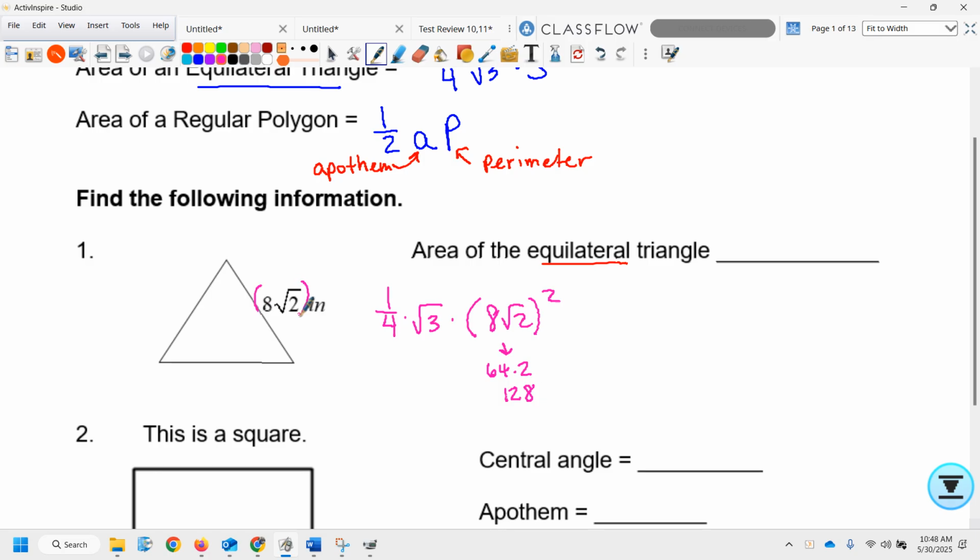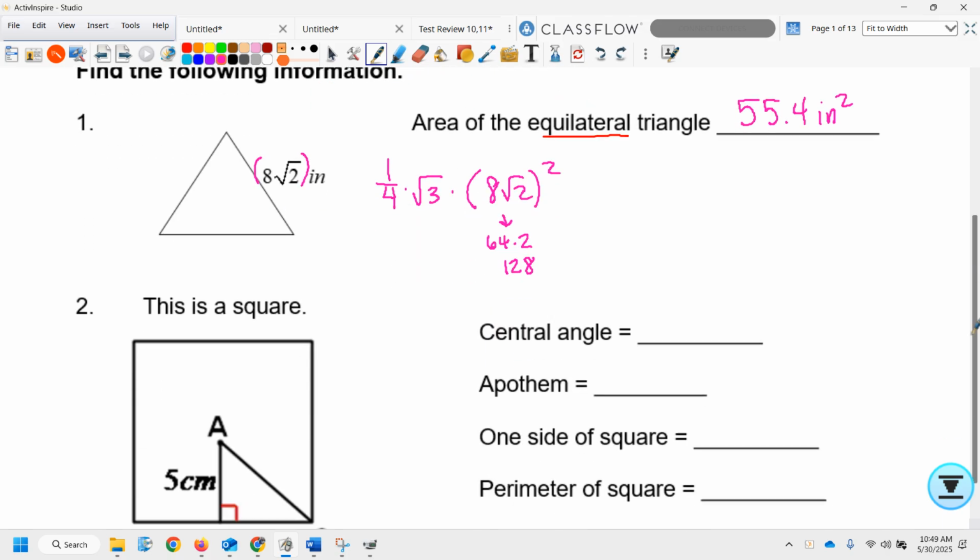So when I put that in my calculator, 1/4 times √3, oops, I gotta make sure I close it off when I do the √3, times 8√2, close, squared. I get 55.4. Since it is area, it should be units squared.